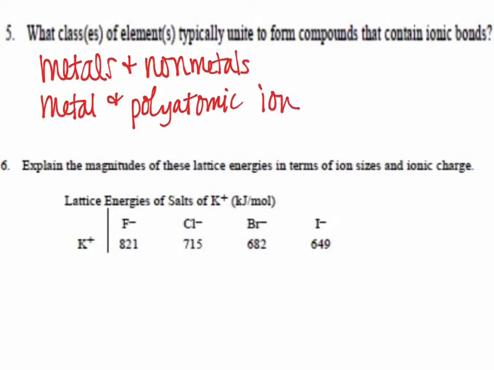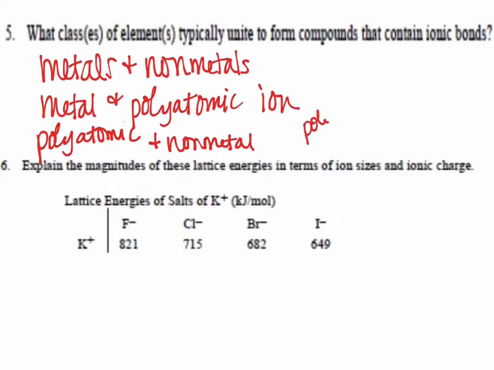And lastly, what about NH4NO3? What would that be? It's an ionic bond, but it's between what? A polyatomic. So you can have a polyatomic and a nonmetal, or you can have a polyatomic and a polyatomic. What's the only positive polyatomic that we have? Ammonium, NH4.